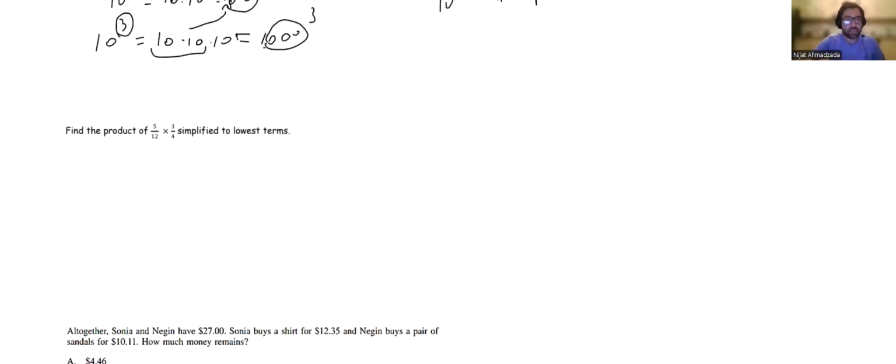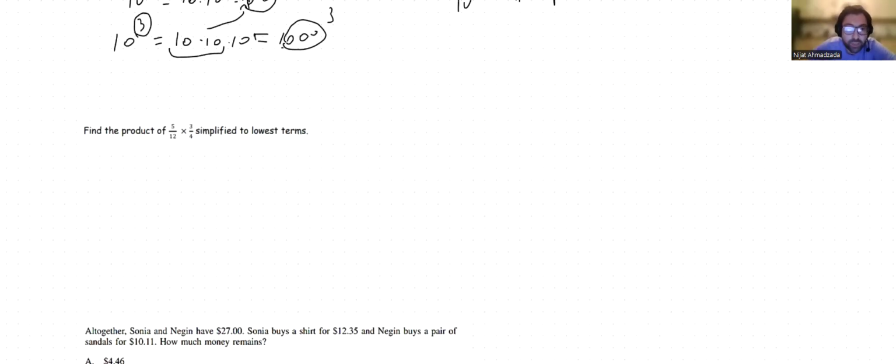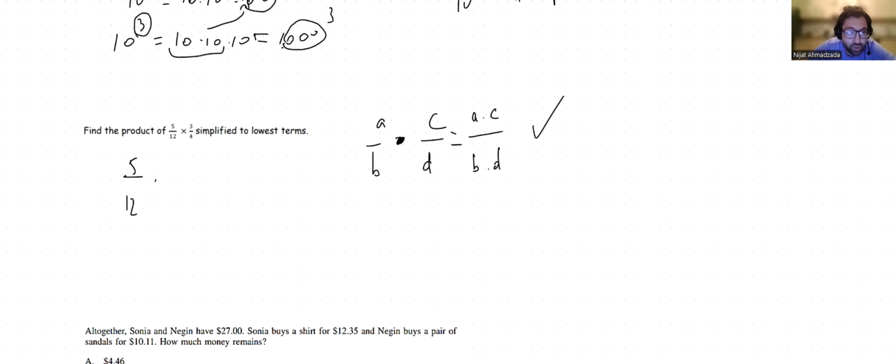Find the product of this, simplify to the lowest terms. So whenever you see the product of the ratios like this, A over B times C over D, you just gotta multiply numerators and multiply denominators. So multiply numerators, A times C, multiply denominators, B times D. That's it, nothing else, okay? Just do it. So 5 over 12 times 3 over 4. I don't really recommend you to use this X sign for multiplication, because you can confuse it with the unknown X in mathematics. So it is better to just put a dot. Anyways, do whatever you do, okay?